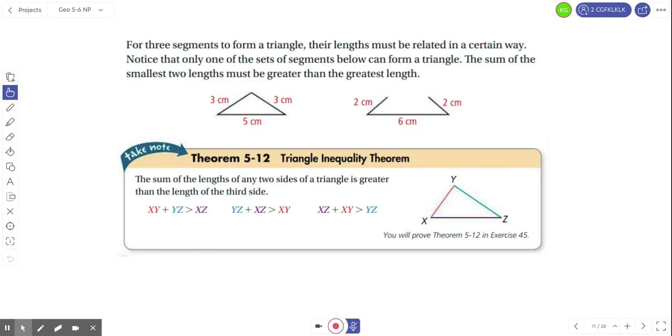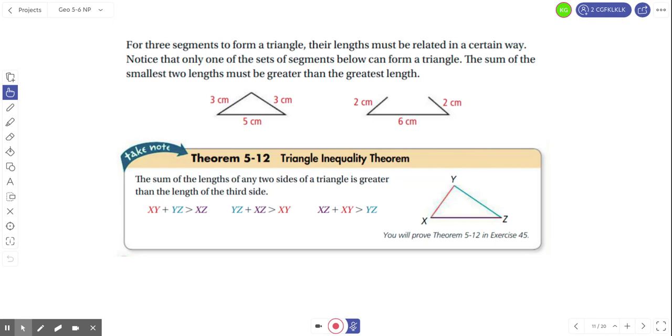So here we have theorem 5.12. It's called the triangle inequality theorem. And it says the sum of the lengths of any two sides of a triangle is greater than the length of the third side. What that means is kind of illustrated above. For three segments to form a triangle, their lengths must be related in a certain way.